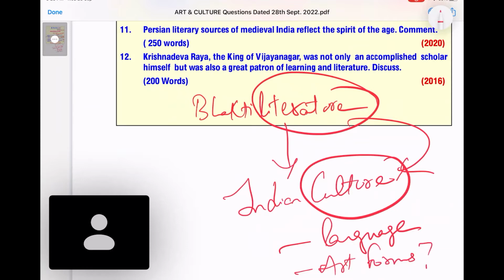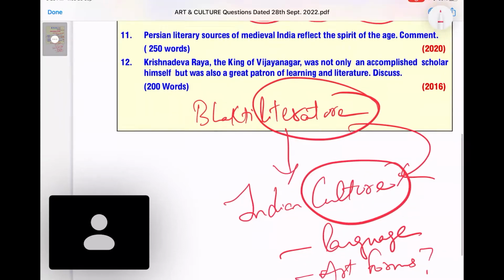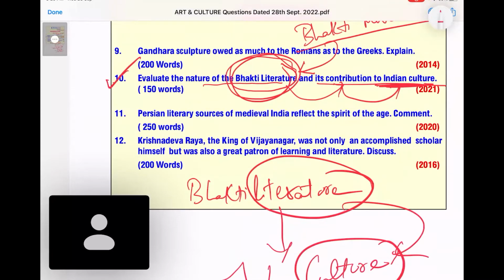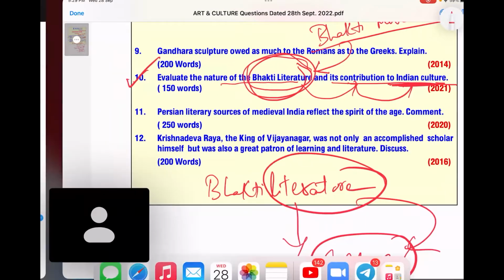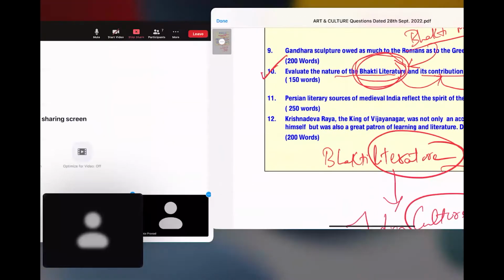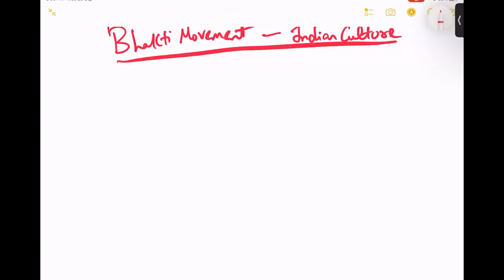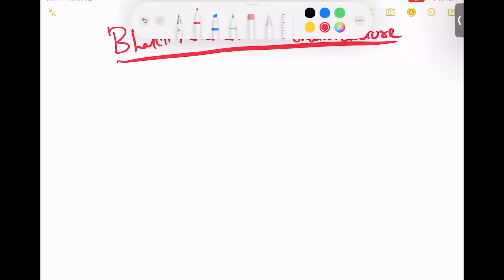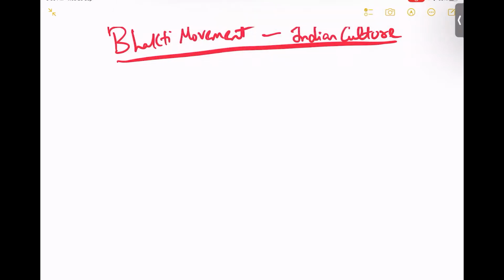You understood the demand of the question? Yes, sir. So basically it is asking you about the Bhakti movement's contribution to Indian culture. This is the question. So first, what you have to do here is mention what are the important Bhakti literature you know.